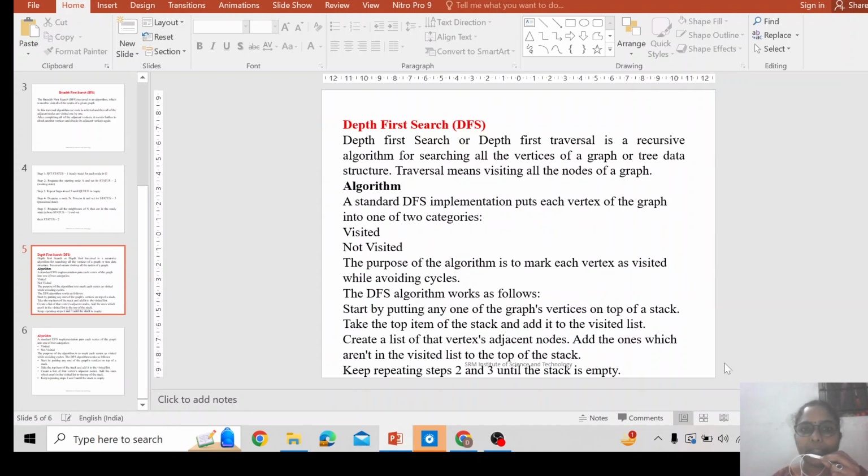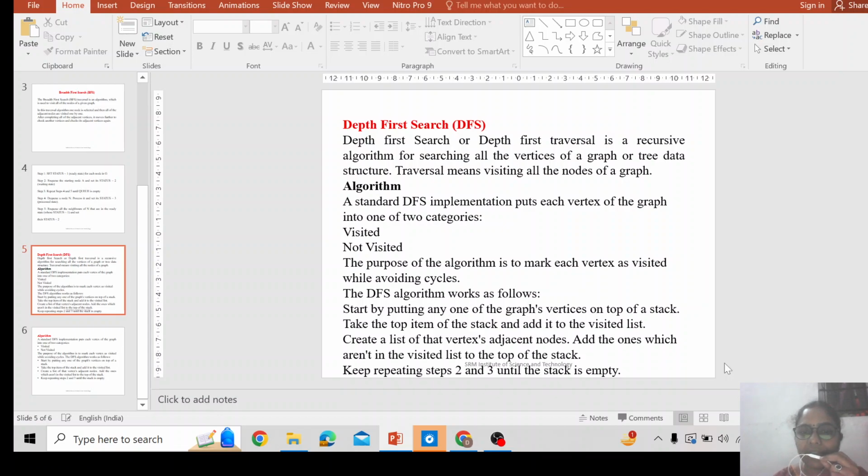The second way to represent the graph traversal is by using the depth first search. The depth first search, or DFS, is a recursive algorithm for searching all vertices in a graph or tree data structure. Traversal means visiting a node from the particular vertex. According to the DFS, a standard implementation is given with two categories, visited and non-visited. The purpose of the algorithm is to mark each vertex as visited while avoiding cycles.